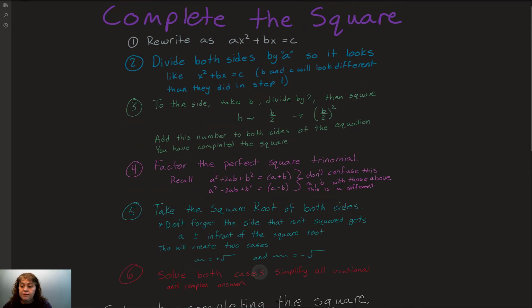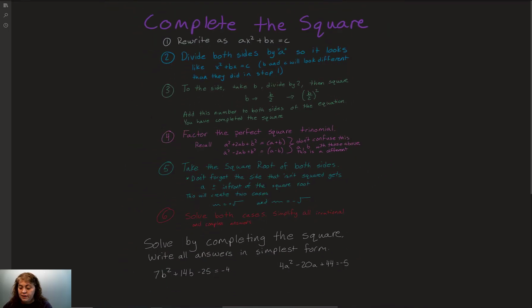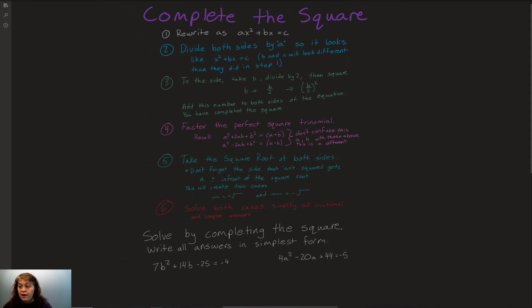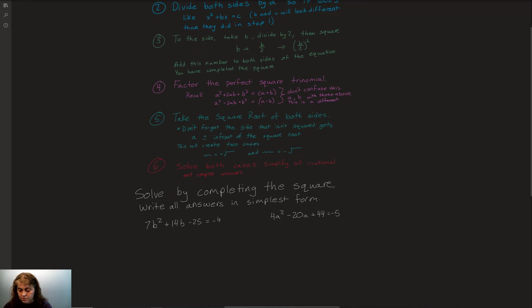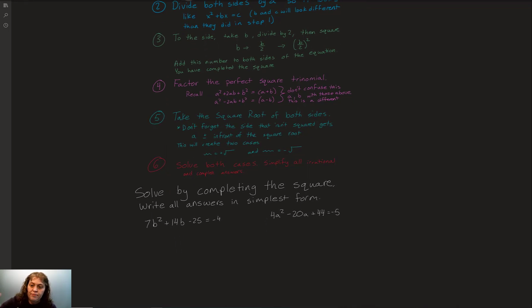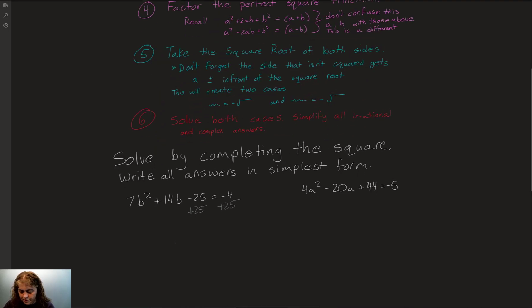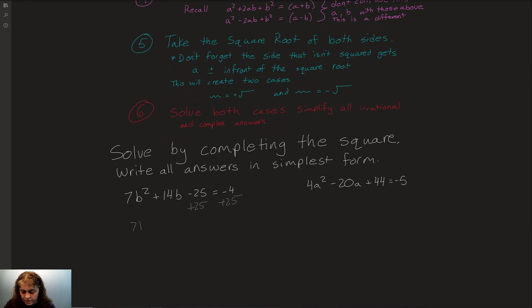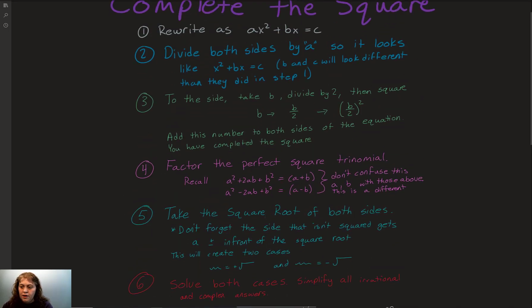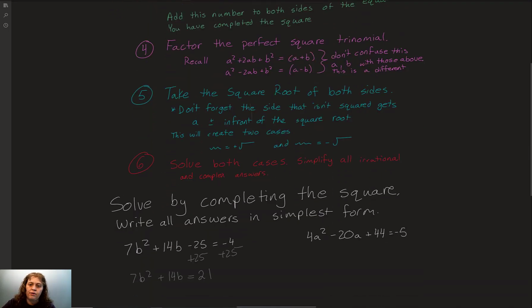All right, we're going to zoom out just a little bit so I can see those steps. Rewrite as ax squared plus bx equals c. Okay, so that's my first step. We're going to add 25. So I might just zoom in a little bit so I can see better. So that's 7b squared plus 14b equals 21. Okay, that was my first thing. Now I'm going to divide both sides by a. Okay.